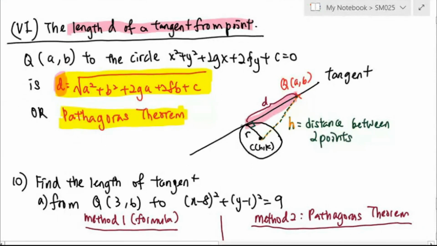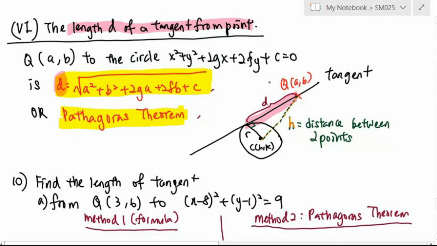Since the tangent to the radius is always 90 degrees, they can form a right angle triangle. When you have a right angle triangle, you can use your Pythagoras theorem, where your hypotenuse will be the distance between 2 points, the center and the point Q. After you find your R, you use the Pythagoras theorem to find out what your D is.